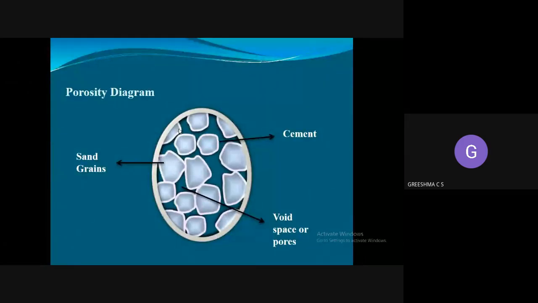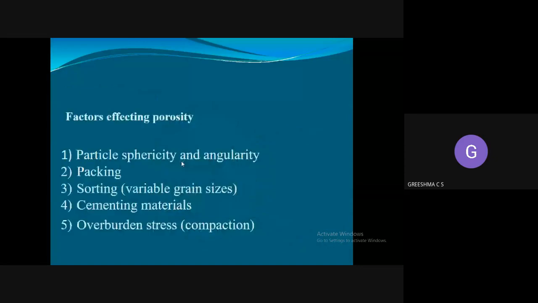So in this diagram you can see that this is a sand grain and this is cement. Some is sand and some is cement. So the size of the sand is different from the size of the cement. That is sorting. You will have variable grains, you will have different items.